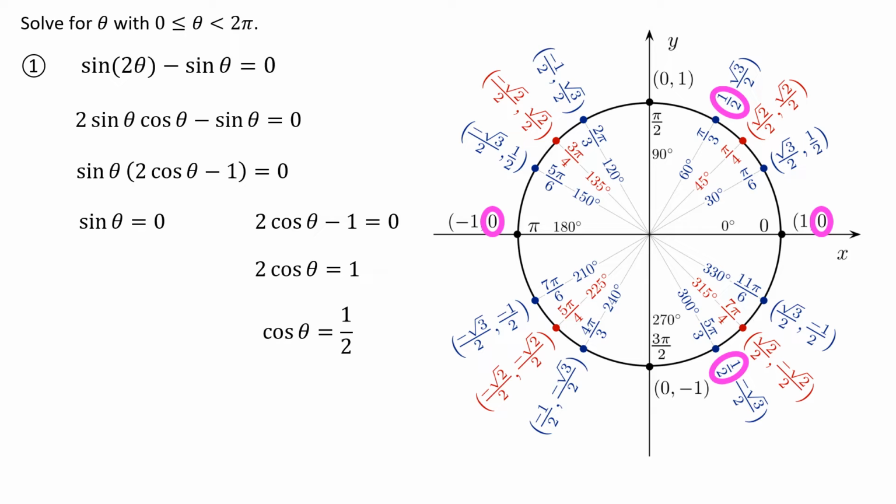Flying through the trench at the Death Star, it looks like we could be at 0, pi over 3, pi, or 5 pi over 3.